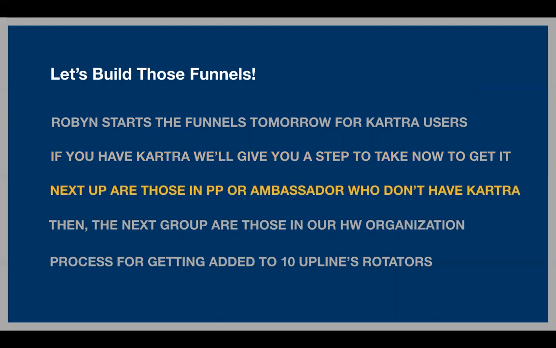Next up, once we get the Kartra people with their funnels, we're then going to process the next group and help you get your Hempworx funnel. And that's going to be those of you who are either in Profit Platform or the Ambassador Program. Whether you're in my Hempworx downline or not, you're going to get a Hempworx funnel, even if you don't have Kartra. So first we're going to process those with Kartra, then we're going to process those in Profit Platform and Ambassador if you don't have Kartra. And we're going to use Elementor to do that.